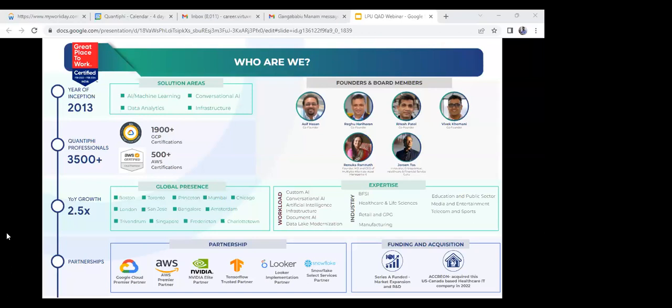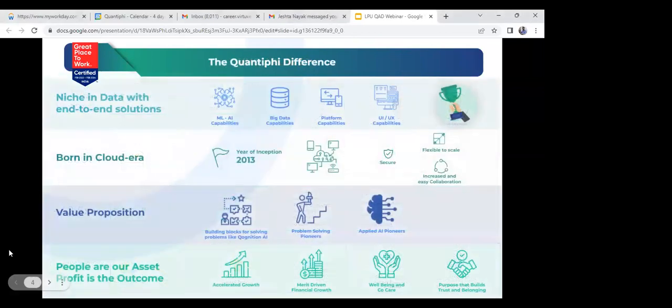Quickly moving to the next slide. I think we can skip this. I've covered this in my earlier slide as well.